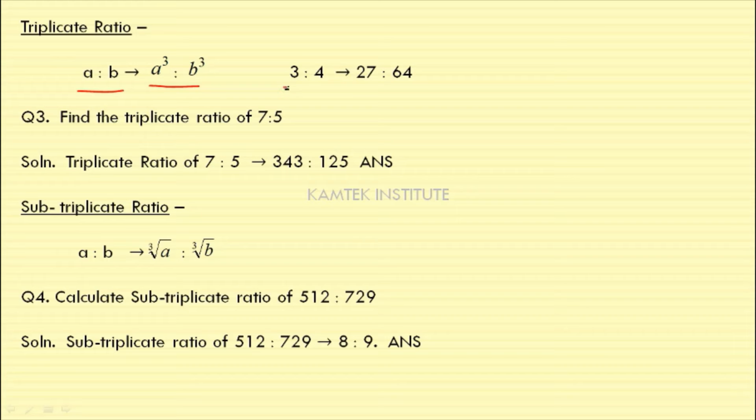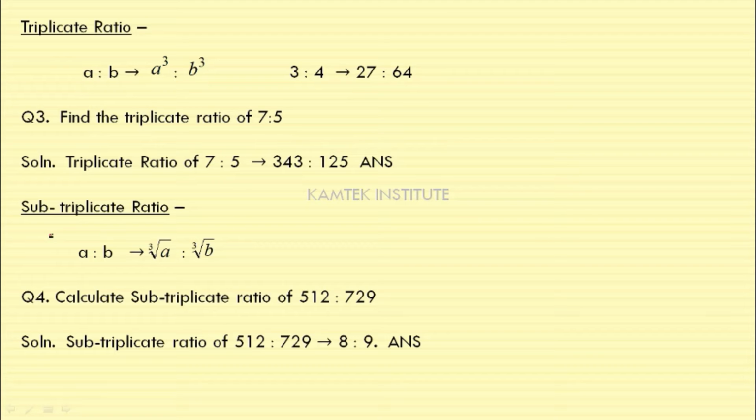For example, we are given 3 ratio 4. So the triplicate ratio will be cube of both these numbers, that is 27 ratio 64. So if we are given a question, find the triplicate ratio of 7 ratio 5. So we'll cube both these numbers, we get 343 ratio 125.